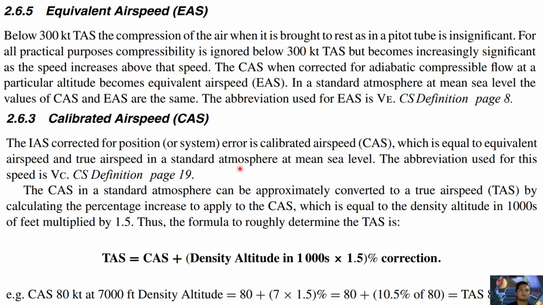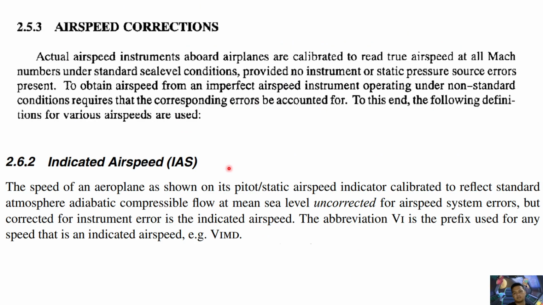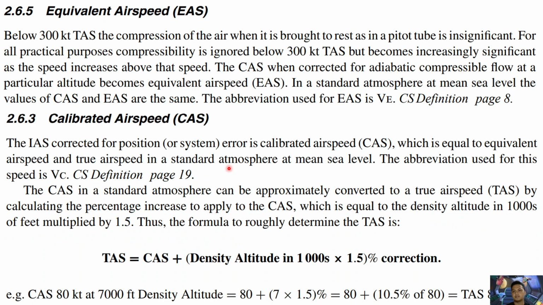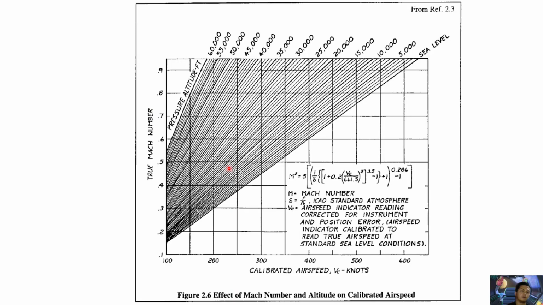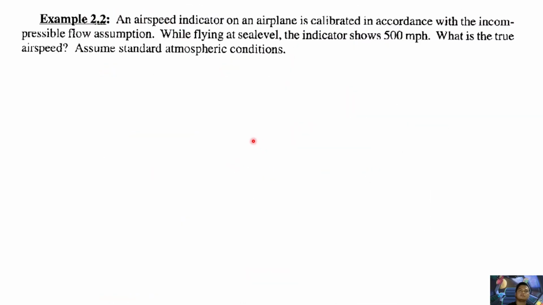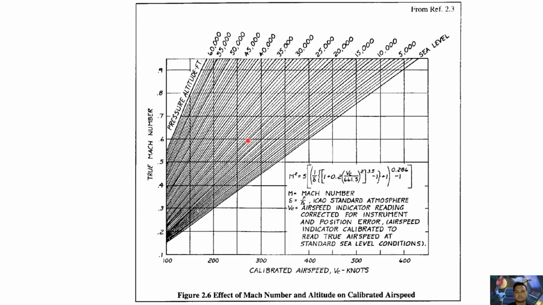Okay? So, we have four airspeeds. Don't forget true airspeed. We have indicated airspeed. Again, indicated airspeed is airspeed uncorrected for position error but corrected for instrument error. Second is the calibrated airspeed. It is indicated airspeed corrected for position error. Equivalent airspeed is calibrated airspeed when corrected for adiabatic compressible flow. And the last is the true airspeed of the aircraft. So, true airspeed is the actual airspeed of the aircraft.